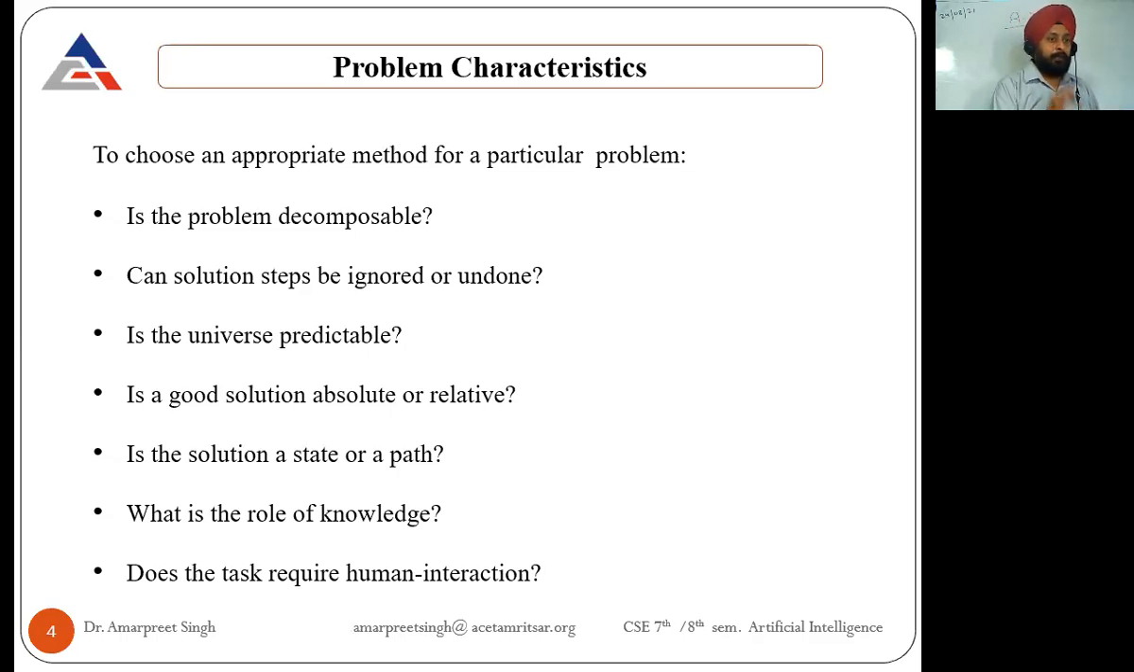Is the solution a state or a path? Whatever solution you have found, is it just a state which is the final or goal state, or is it a path which leads to the goal state? Then, what is the role of knowledge? How much knowledge is required for finding the solution? And does the task require human interaction? We have to see. I will go through these characteristics one by one.